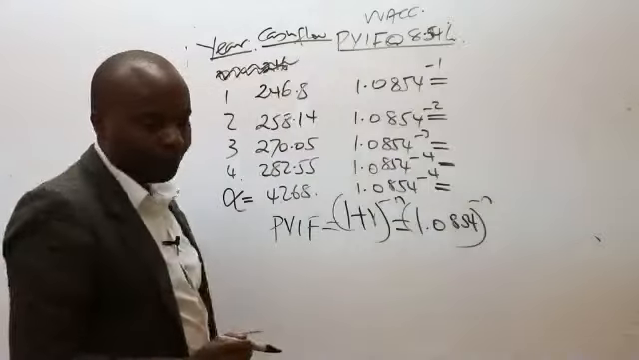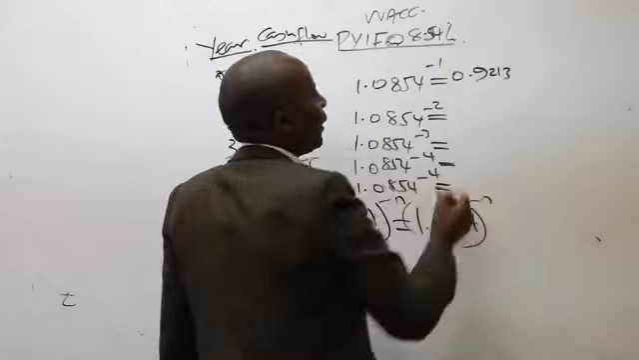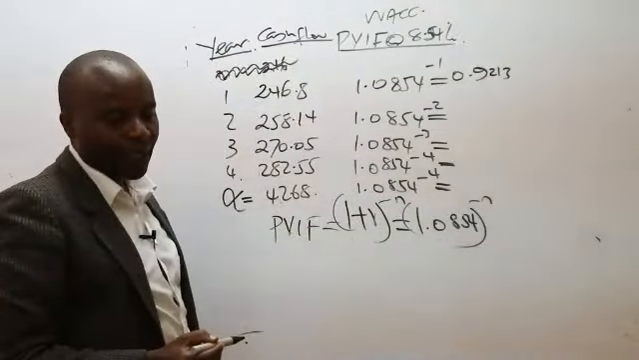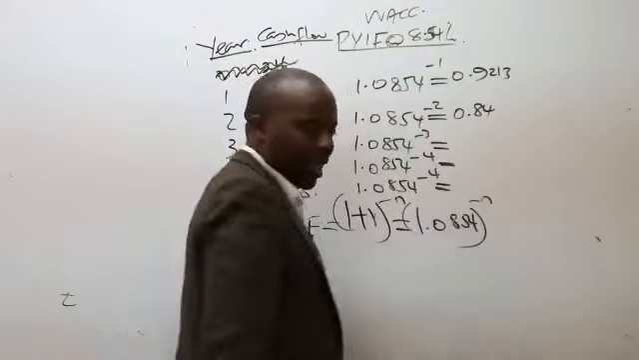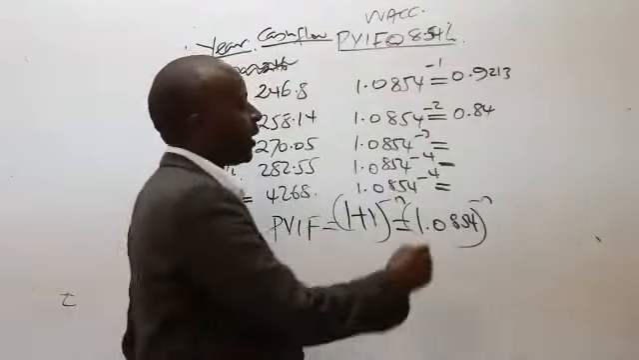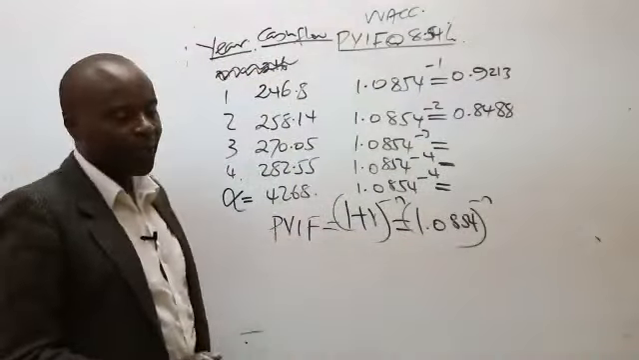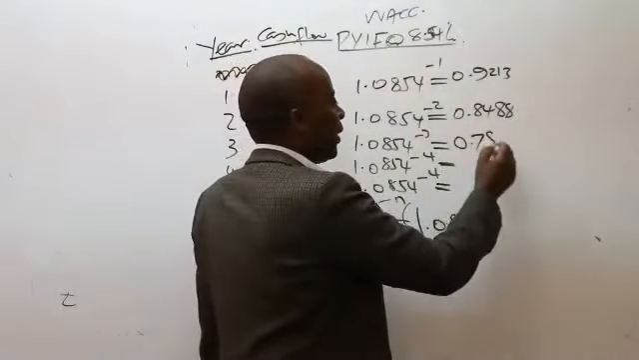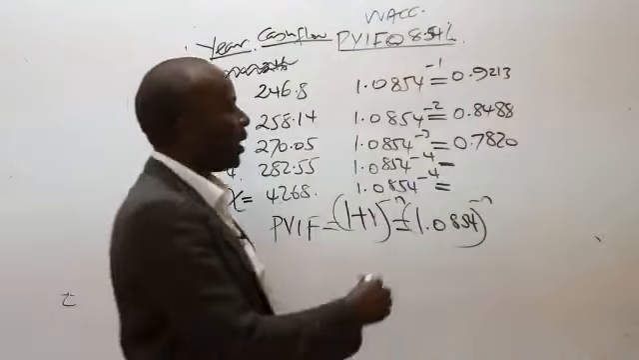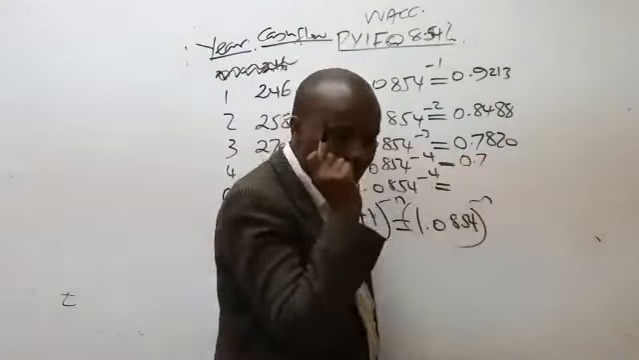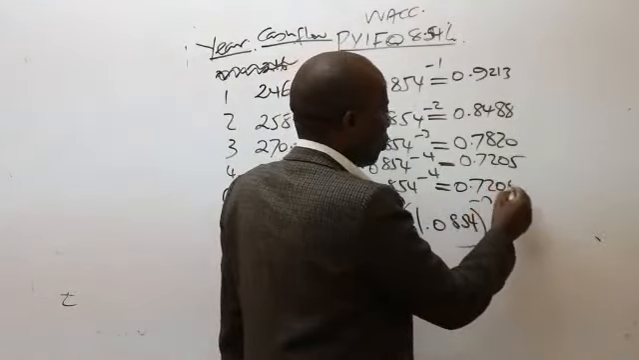Alice gives me 0.9213. Thank you. Dahir has gone ahead to give me the second figure of 0.8488. Go to the next one, ladies and gentlemen. 0.7820. Dahir tells me 0.7205, and then of course this will be 0.7205.